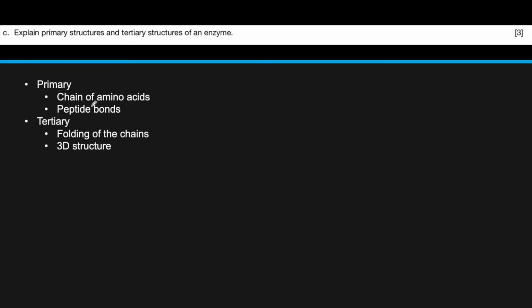So finally, explain primary structures and tertiary structures in enzymes. While we really didn't cover enzymes too much here, it's the same thing. Enzymes are proteins, so explain the primary structures. Again, the primary structure is the order of amino acids linked together by peptide bonds, while the tertiary structure is the 3D structure, which arises from the interactions between R groups of the primary structure. So again, we have the chain of amino acids, peptide bonds. We have the folding of the chains into a 3D structure, and basically that's all you need to get those 3 points.